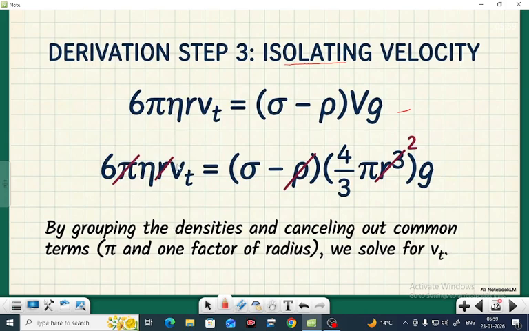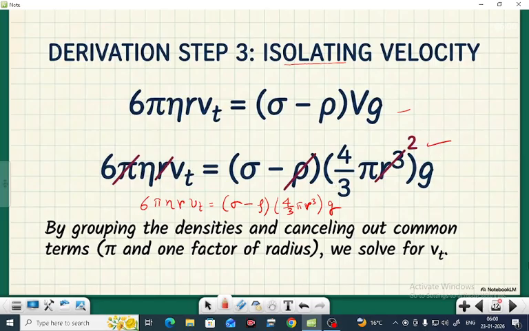So what you are getting, you see here, 6 pi eta r Vt is equal to sigma minus rho into 4 by 3 pi r cube into g, right? So this radius will cut out, and this will be 2, this will be 2, it is given here also, right?